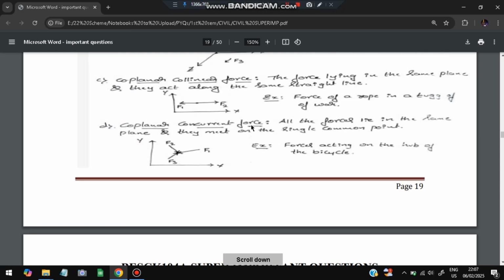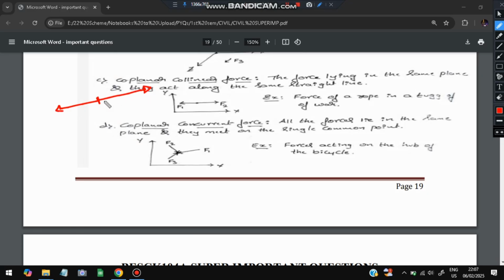Coplanar collinear forces. In coplanar collinear forces, the forces will be in the same line of action. For example, in a tug of war there will be one force here and another force here, in the same line of action. That is a coplanar collinear force. Coplanar concurrent force: all the forces in the same plane meet at a single common point, from all the different directions. Example, forces acting on the hub of a bicycle.